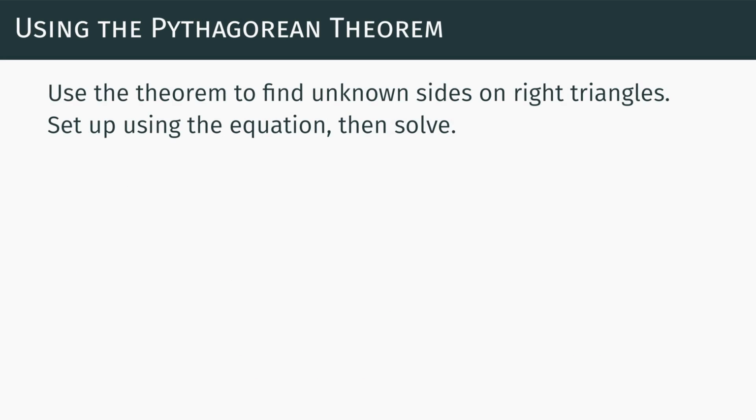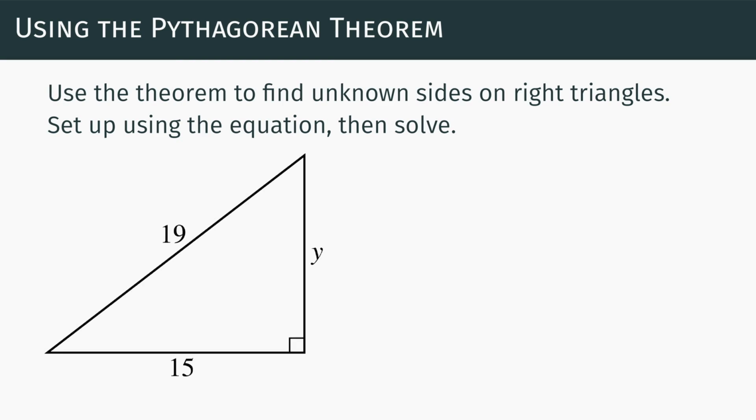So how do you use the Pythagorean theorem? You use it to find unknown sides on right triangles. You set up using the equation, then you solve. So for example, say we've got this triangle here. How would we figure out what that value for y is? Well, we know a squared plus b squared equals c squared. We're looking at a right triangle, so we can use a squared plus b squared equals c squared.